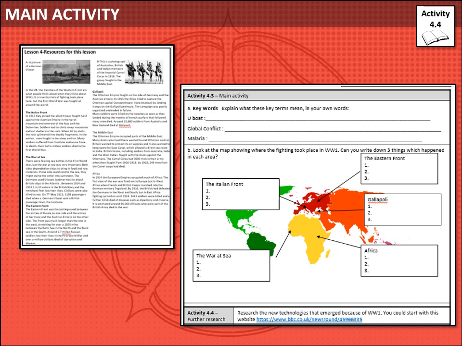If you'd like a little bit more to do, you can have a look at activity 4.4. So that is to research the new technologies that emerged because of World War One. Some of those are touched upon in the writing. You can have a look at this website. This is a BBC website, and you can have a look at some of the new things that were introduced.